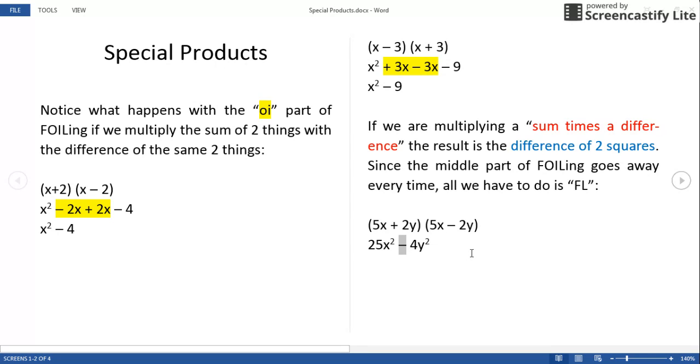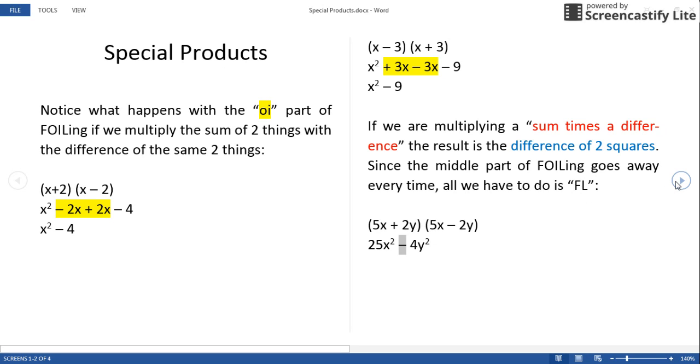If you've got a sum times a difference, just multiply the first things and the last things. But it has to be exactly the same things that you're multiplying, with the only difference being the sign between them, a sum times a difference.